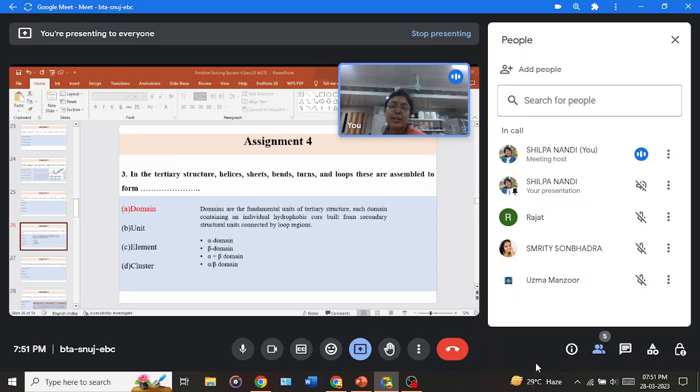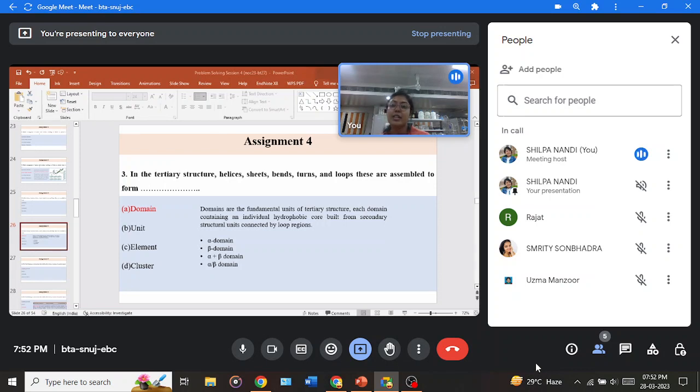Each domain contains an individual hydrophobic core built from secondary structural units connected by loop regions. These domains are termed the fundamental units and also give the functionality of the structure, that is, the functionality of the protein is determined by these domains. These domains can be alpha domain, beta domain, alpha plus beta domain, or lastly alpha slash beta domain. So these are present in four different types.